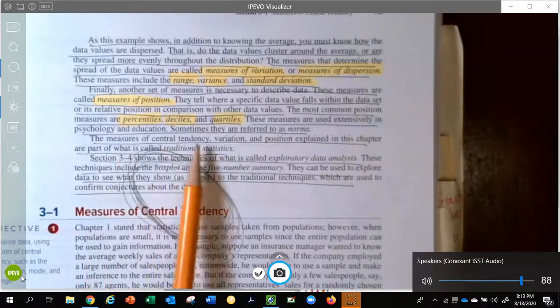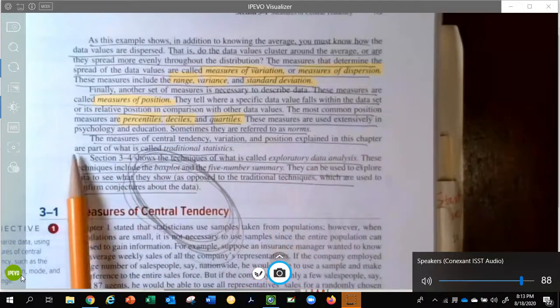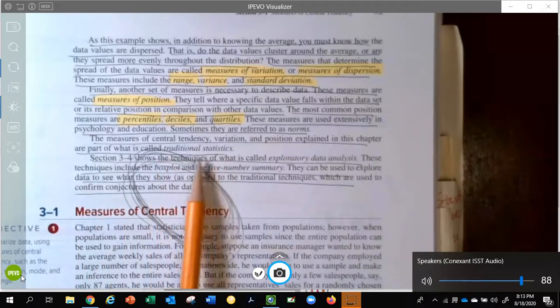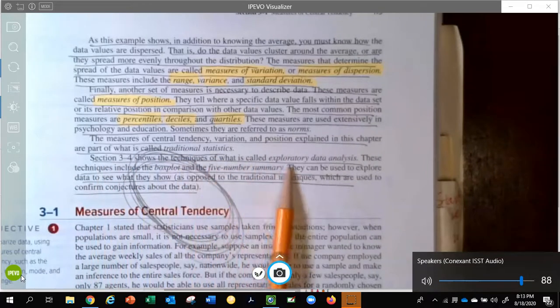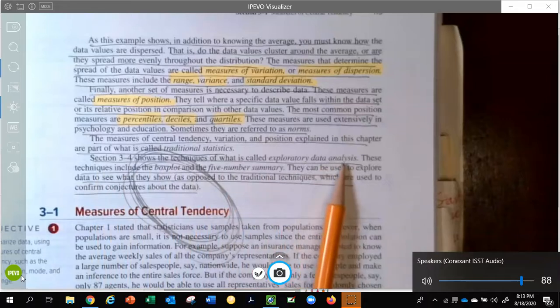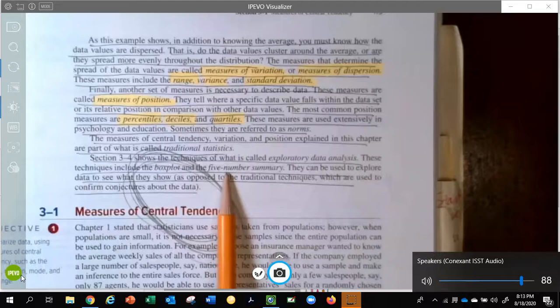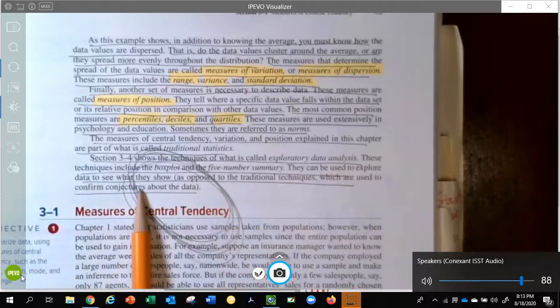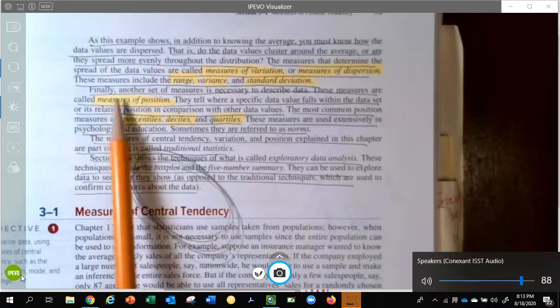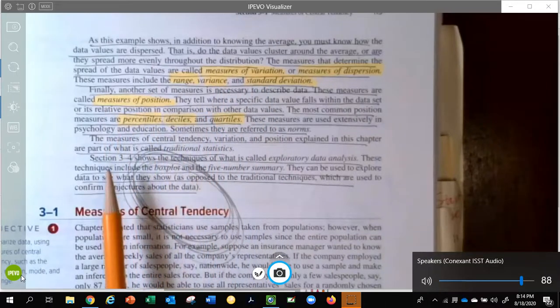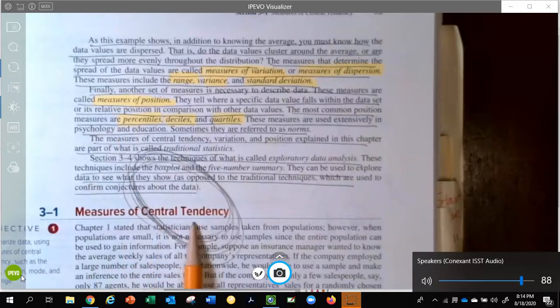The measures of central tendency, variation, and position explained in this chapter are part of what is called traditional statistics. Section 3.4 shows the techniques of what is called exploratory data analysis, and these techniques include a thing called a box plot and the 5-number summary. They can be used to explore data to see what they show as opposed to the traditional techniques which are used to confirm conjectures about the data. So here we go. You heard measures of variation, measures of position, but then you also heard measures of central tendency. That's us. That's what you got to make sure you're writing down.